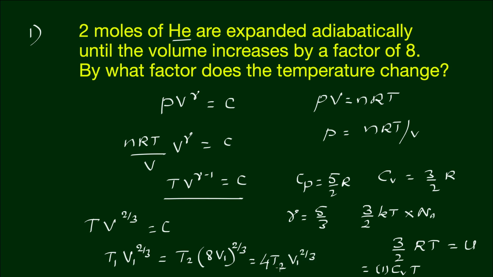So now, if you look at the left hand side and the right hand side, V to the power of 2 by 3 will cancel, and immediately we get T2 is going to be equal to T1 by 4. So by what factor does the temperature change? Answer: 1 by 4.